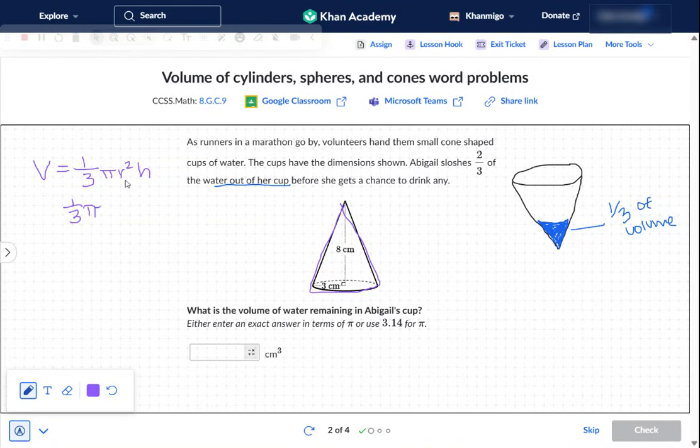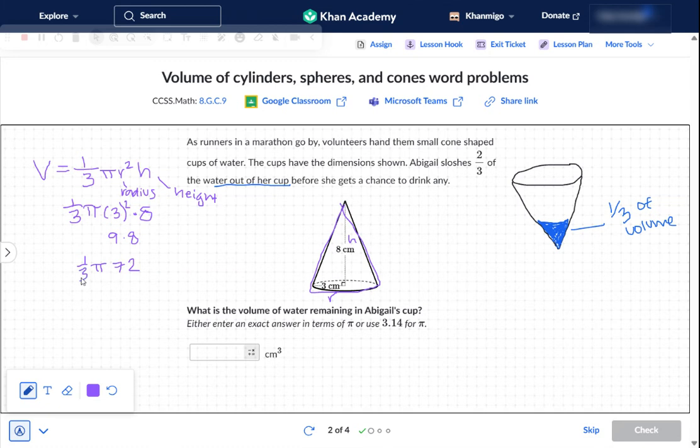1/3 pi, instead of r, remember, that's our radius. R stands for radius, h stands for the height. And they gave us r and h, so we're just going to plug it in. 1/3 pi of r, which is 3 squared, times the height, times 8. 3 times 3 is 9. 9 times 8 should be 72, but now I'm doubting myself, so we're going to double check. Yep, 72.